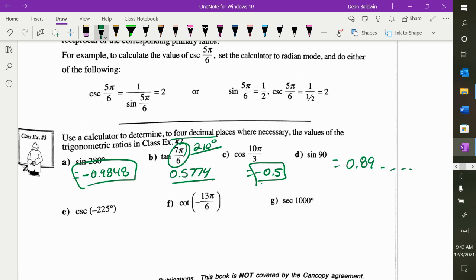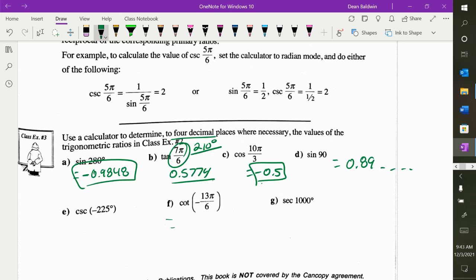Okay, but no, we're going from rads to degrees. You're going to multiply by 180 over pi. Sorry. It's not 90 degrees. It's 90 radians. So it's a massive number.